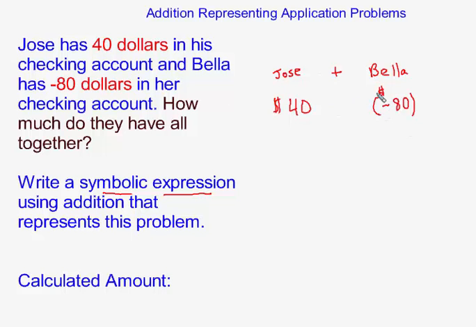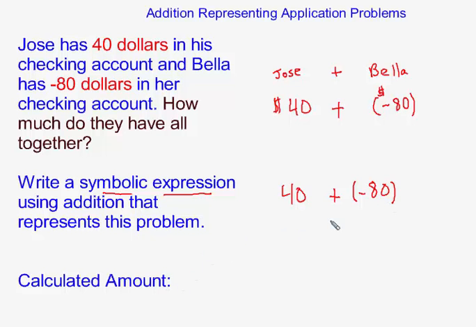You can do the problem without the dollar symbols, but in either case, you're going to be using addition because we want to know how much they have together if they were to combine their money. So you could think of it as Jose has $40, Bella has negative $80, which means she owes 80. If you put these two numbers together, what would be the combined amount? So this would be the symbolic expression, 40 plus negative 80.